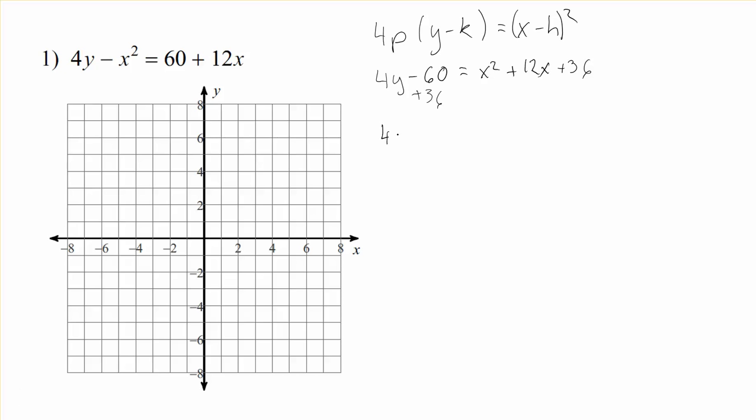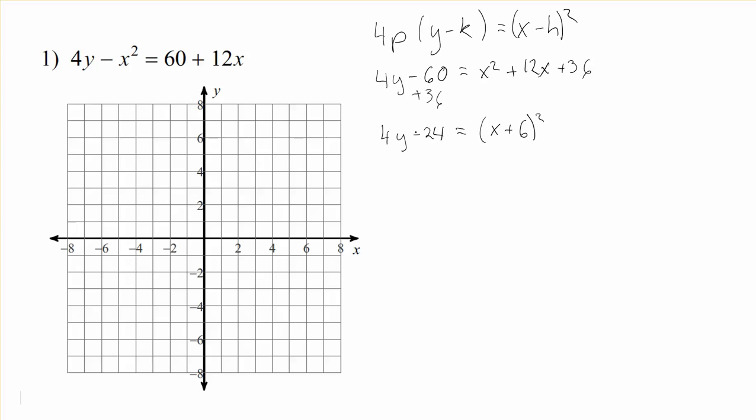And now I have 4y minus 24 equals, and on this side I want to complete the square and write it as a quantity squared, and that's going to be x plus 6 quantity squared. You can check x plus 6, if you square that, you'll get x squared plus 12x plus 36. So now we're close. On the right hand side, it's the form I wanted.